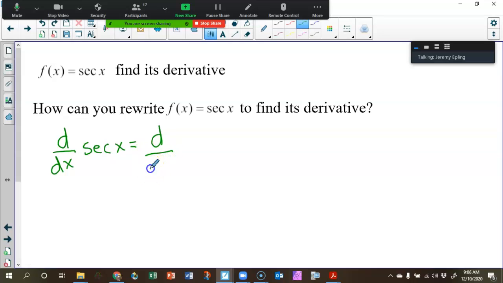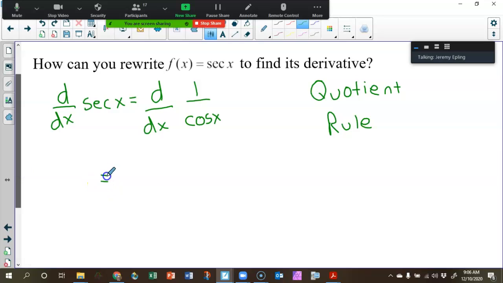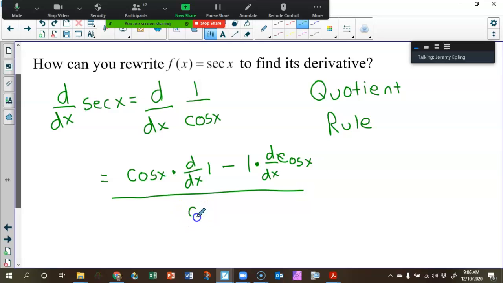Now, we need to stop and ask, does that help us to take the derivative? Do we know how to take the derivative of two things that are divided? Sure we do. That's the quotient rule. So rewriting this function helps us to take the derivative. The bottom times the derivative of the top minus the top times the derivative of the bottom all over the bottom squared.